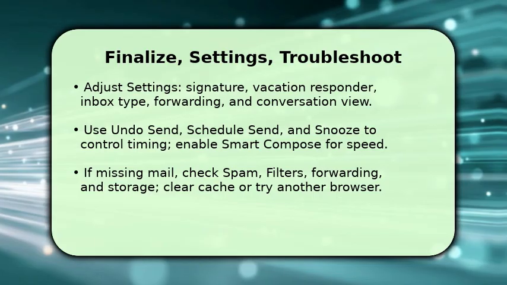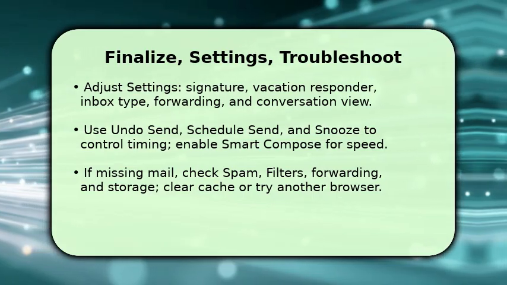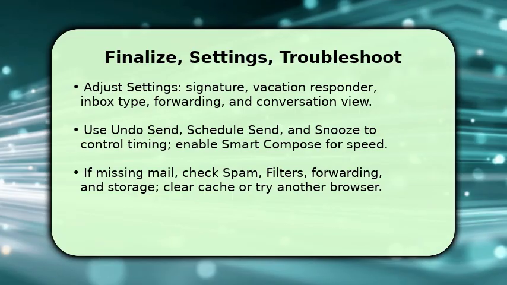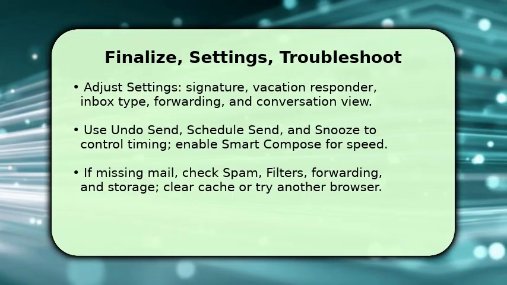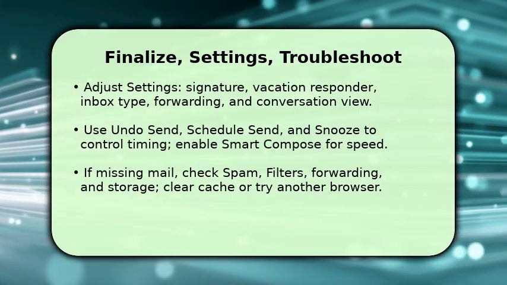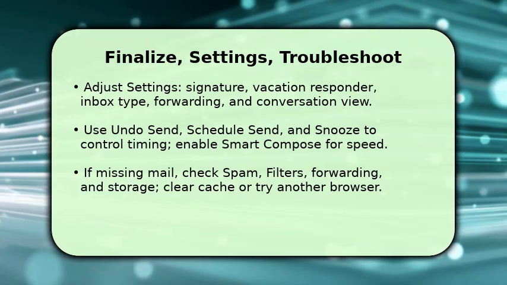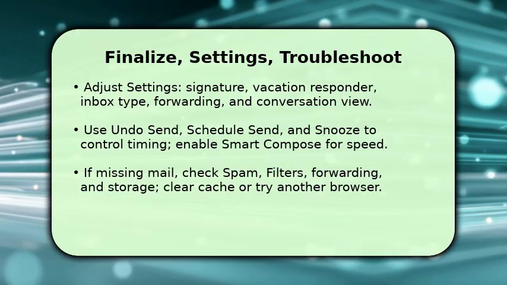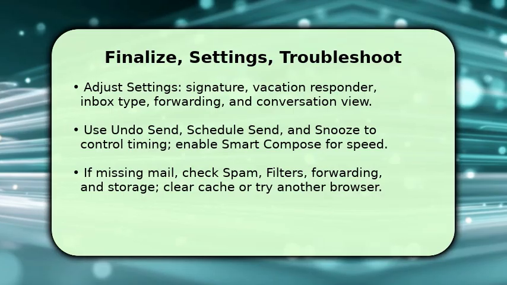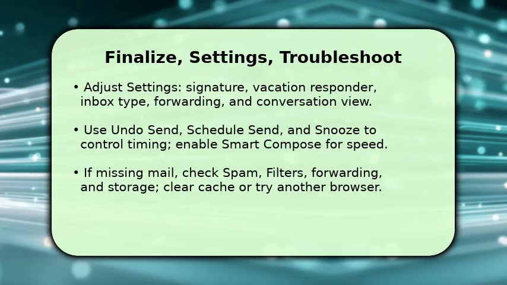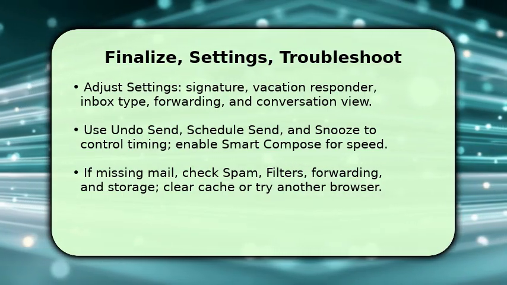Then use Undo Send, Schedule Send, and Snooze to control timing. Enable Smart Compose to speed writing. If mail goes missing, check spam and filters, confirm forwarding rules, and verify you haven't exceeded storage. If problems persist, clear your browser cache or try a different browser. These steps resolve most issues quickly.